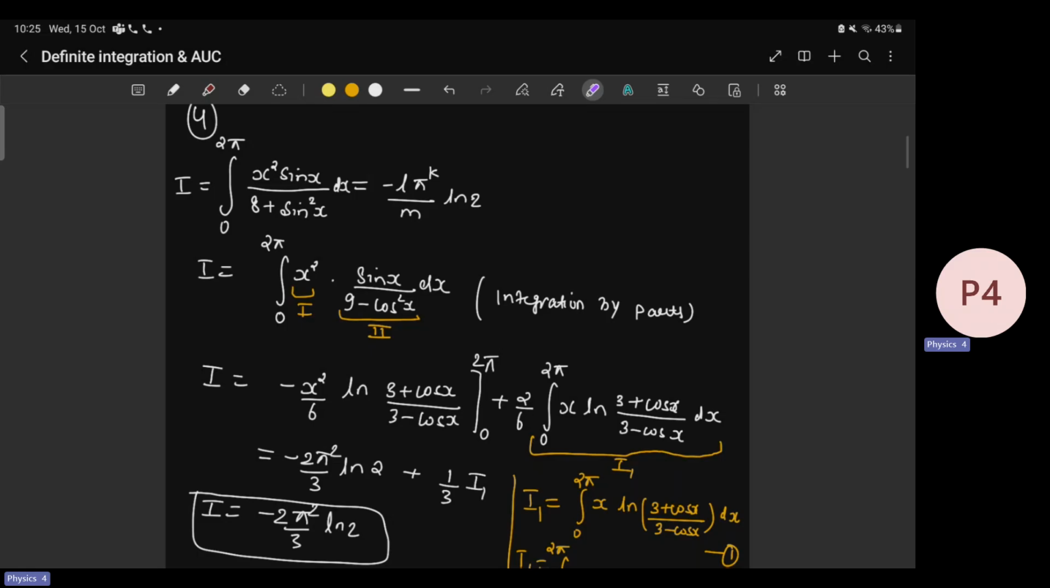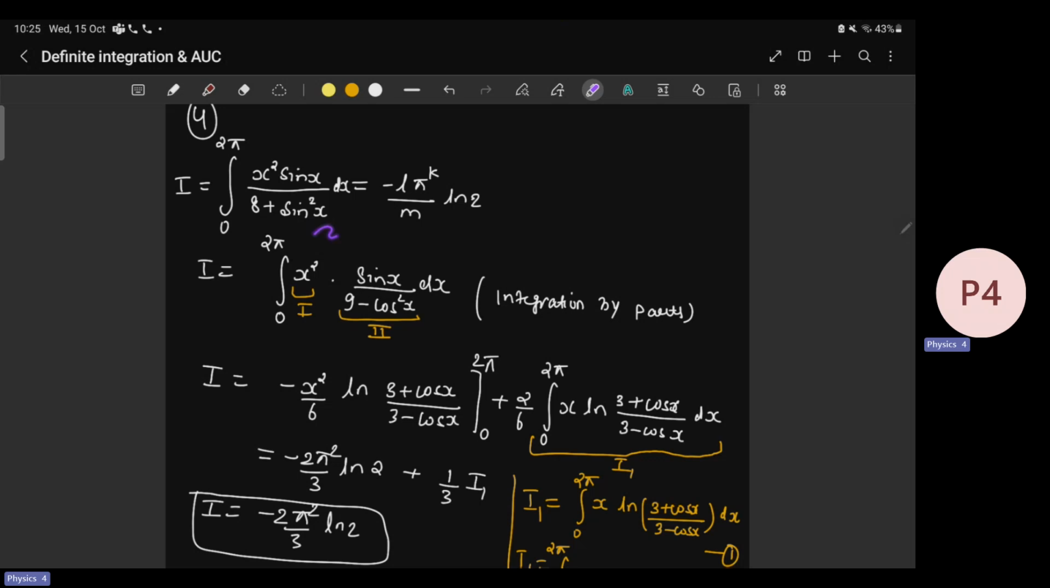Question number 4. In question number 4, we have to find the value of I, which is the integral of x square sine x upon 8 plus sine square x. Now we will first write sine square x as 1 minus cos square x. So the denominator will be 9 minus cos square x.